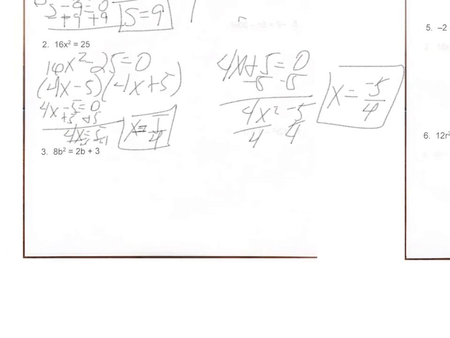So you're having to continue to factor like we did last week, and then we're continuing to solve for x. So we have 8b squared.